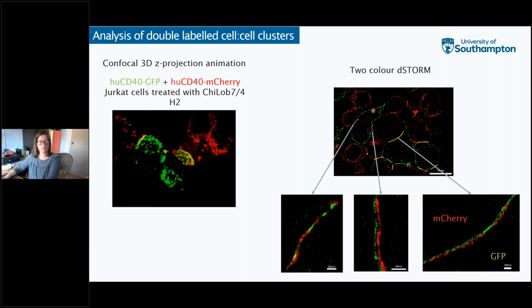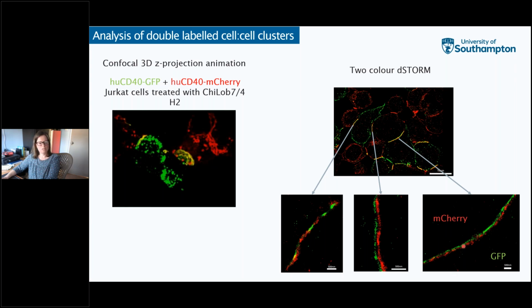So we have started doing some 2-color d-STORM with these same antibodies. We then use anti-GFP or anti-mCherry nanobodies to boost the signal. And we find that at these cell-to-cell junctions, we get different patterns. We get intermingled clusters. We get these clusters sitting side by side.